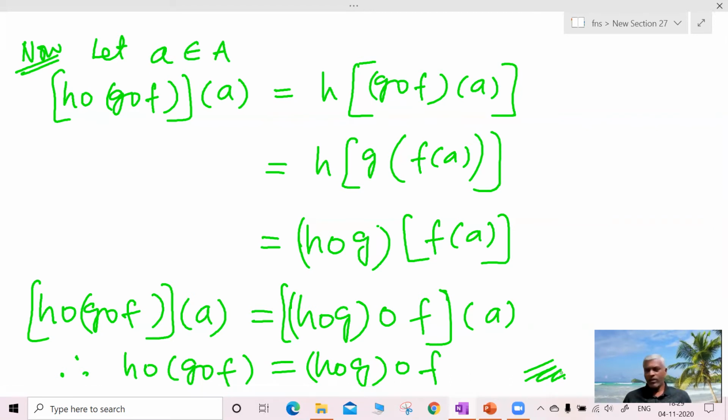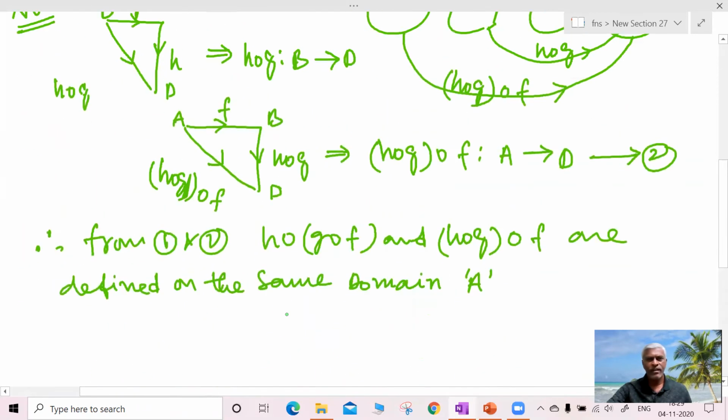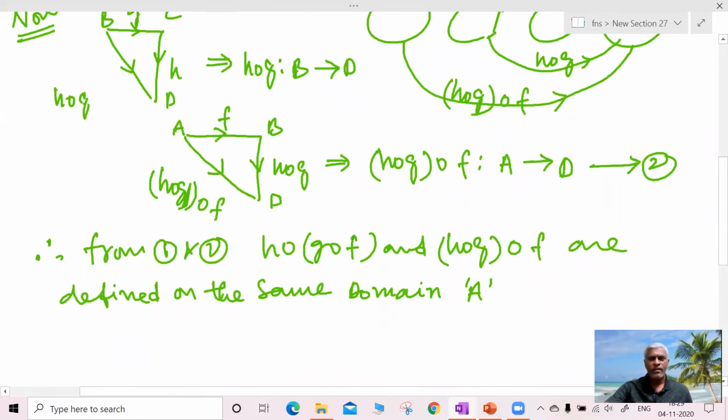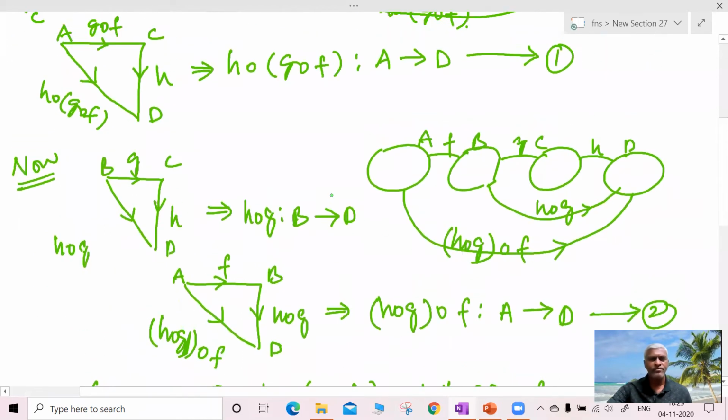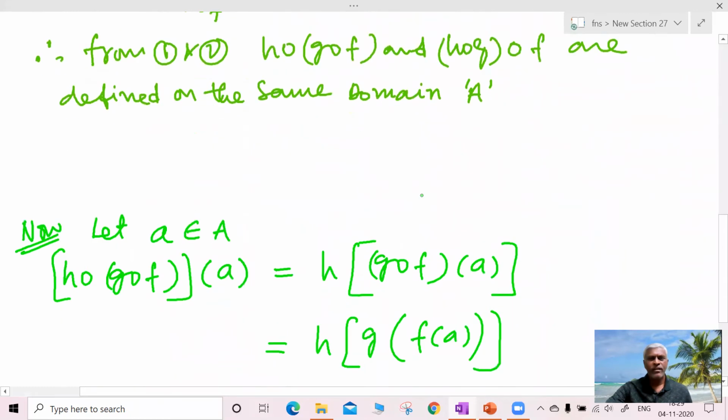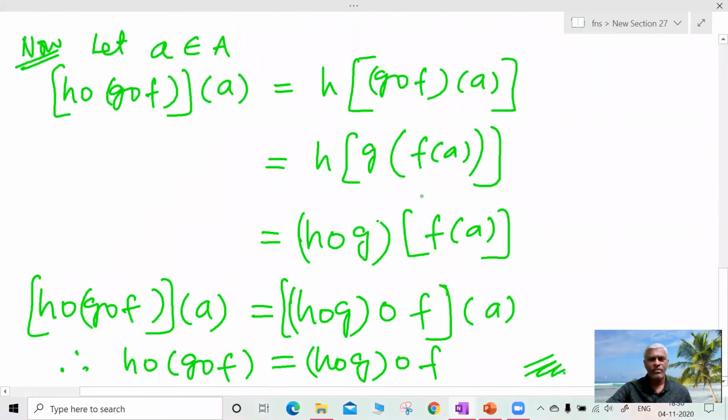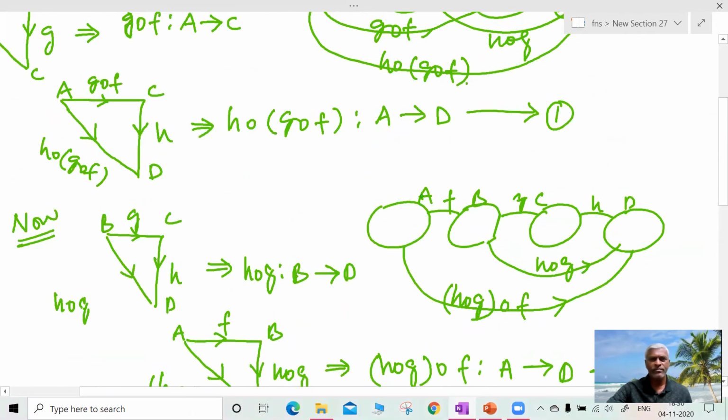So whenever we have to prove two functions equal, first we need to prove that both functions are defined on the same domain. Then we have to prove the range also equal. They are defined on the same domain A to D, and the range is equal. Therefore, they are equal. A very easy theorem.